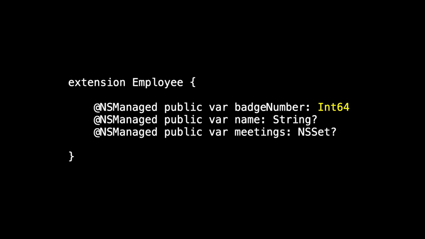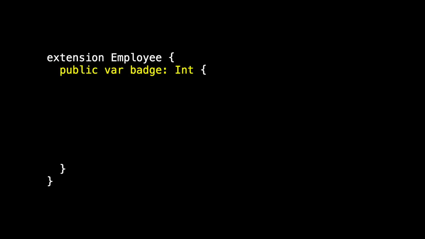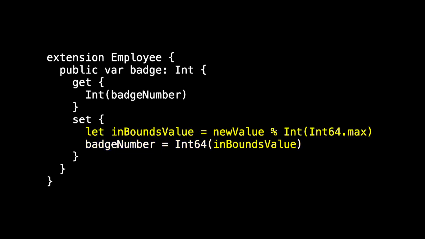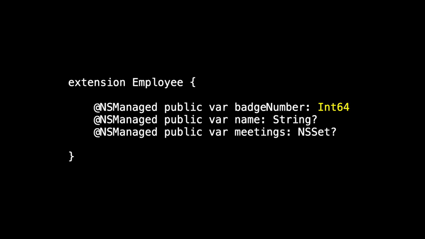Here's my Int64 that I have for badge number. I don't want to deal with Int64s from my code. So I'll add a computed property named badge of type Int, and it'll convert the Int64 to an Int. So of course that's the getter. Perhaps I want a setter as well, and in that case, I take my new value and I wrap it in an Int64 before persisting it. And of course there's a chance that my Int won't be within the range of an Int64, so maybe we put in error handling, or maybe we just make sure that we transform it into something that can be persisted as an Int64. So that's one way of hiding special types from the rest of our code.